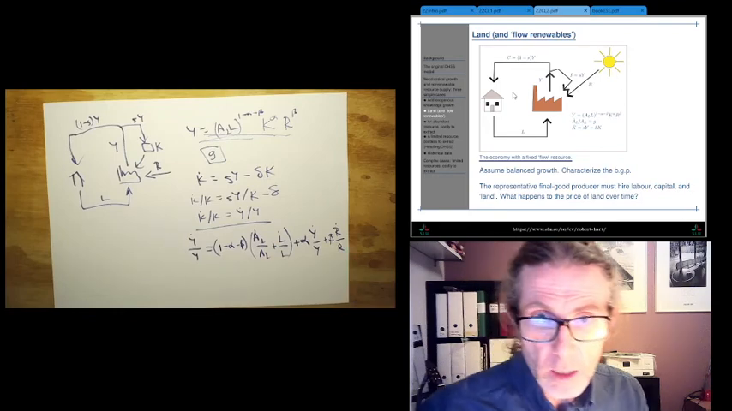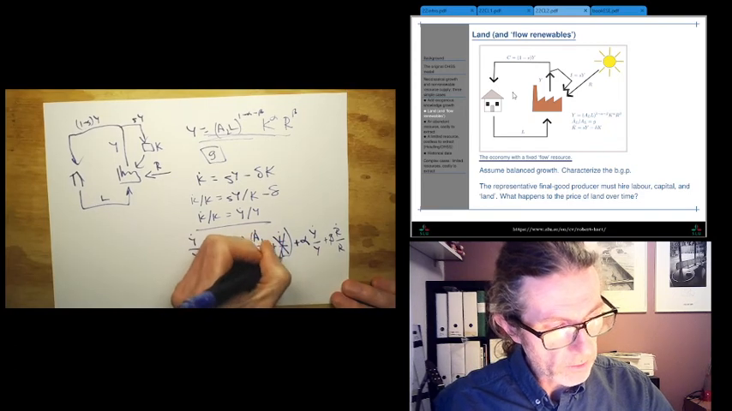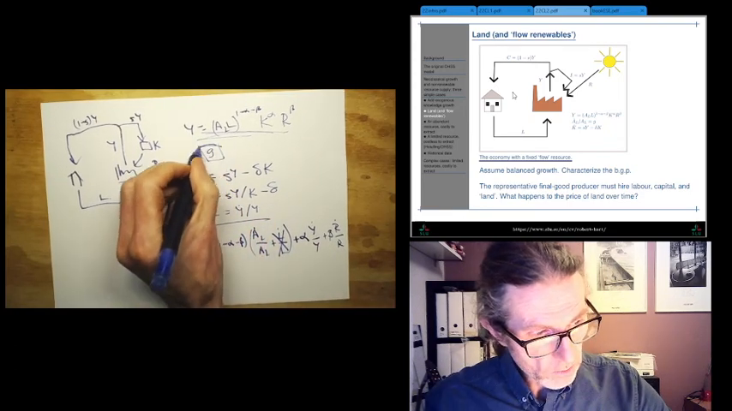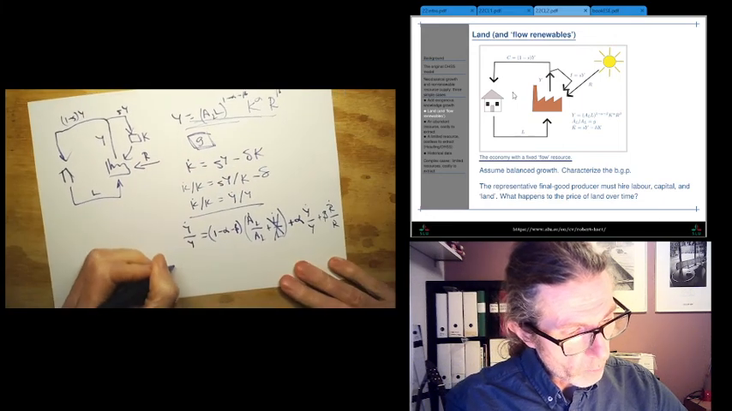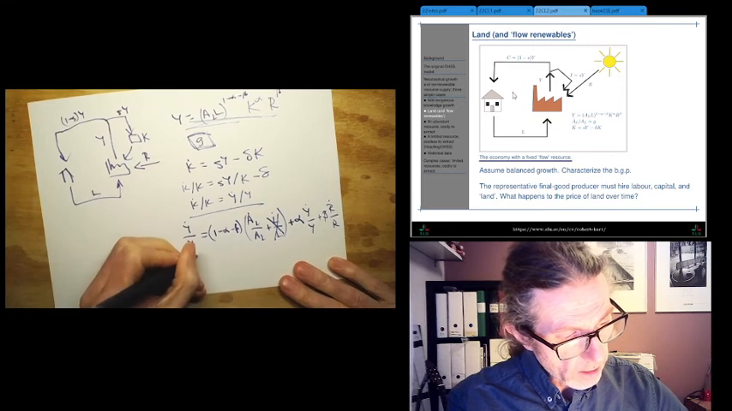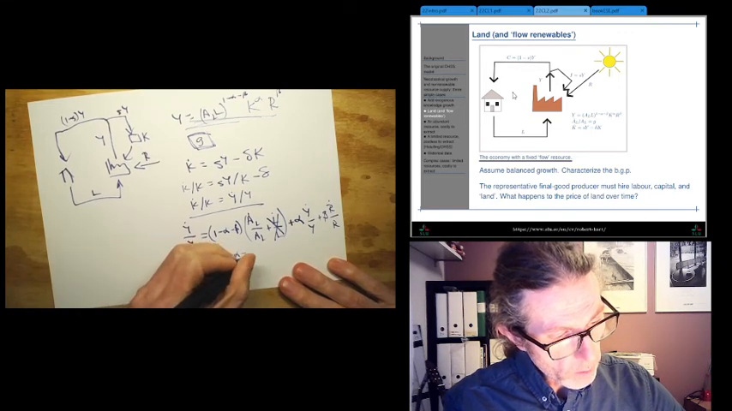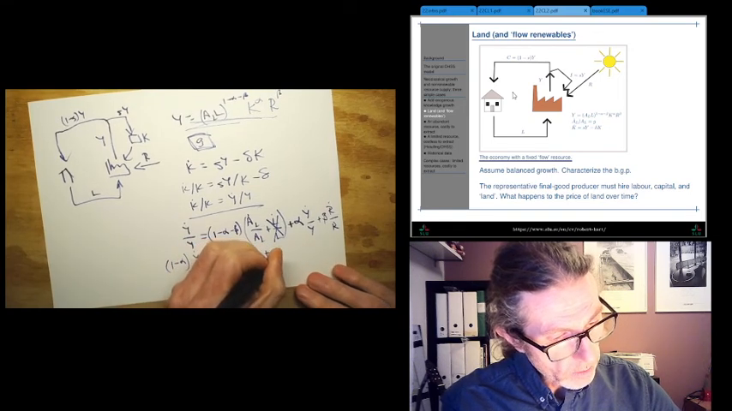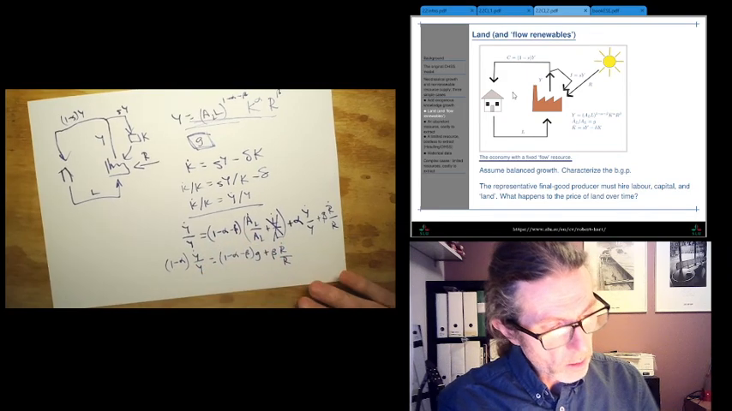Okie doke. And we haven't said anything about population growth, so let's assume that is 0. AL dot over AL is just g. So we can simplify and say 1 minus alpha times Y dot over Y is 1 minus alpha minus beta times g plus beta R dot over R.